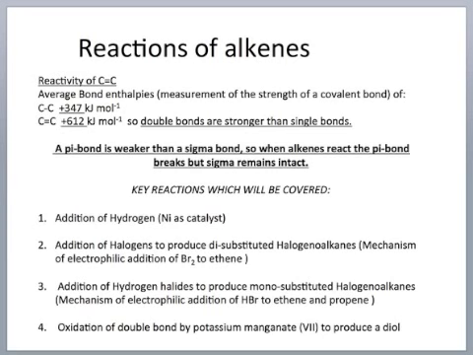On the next few slides, we will cover the key reactions. First of all, we'll look at addition of hydrogen. We will also look at the addition of halogens to produce halogenoalkanes. We'll also look at the mechanism. Also addition of hydrogen halides, again also to produce halogenoalkanes, and the final point would be to look at oxidation of the double bond by potassium manganate to produce a diol.